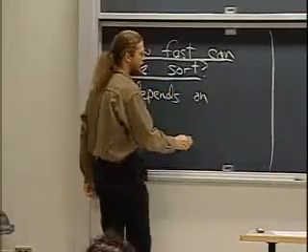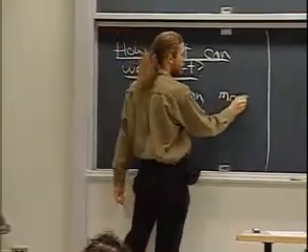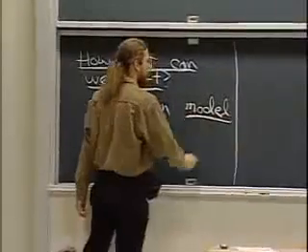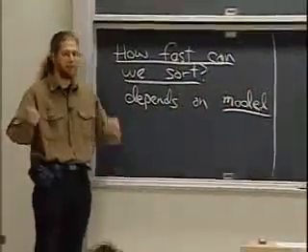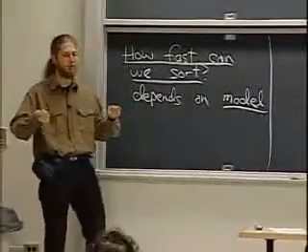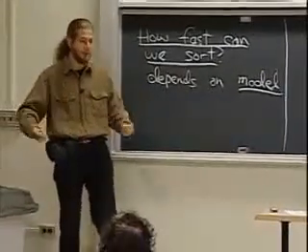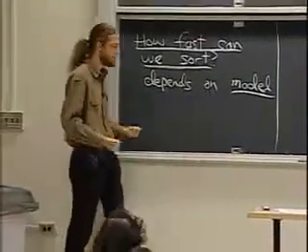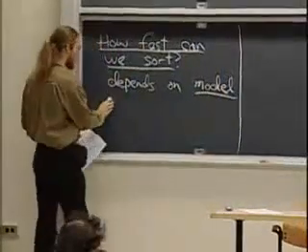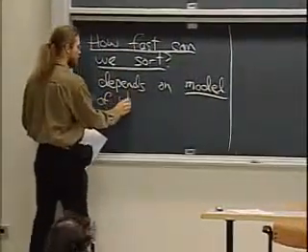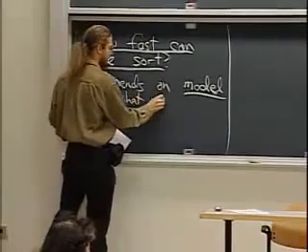It depends on what we call the computational model, what you're allowed to do. And in particular here with sorting, what we care about is the order of the elements. How are you allowed to manipulate the elements? What are you allowed to do with them? And find out their order. So the model is what you can do with the elements.